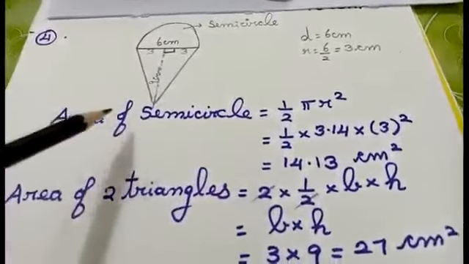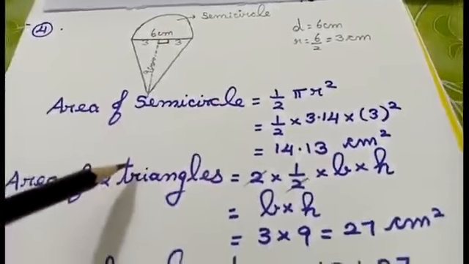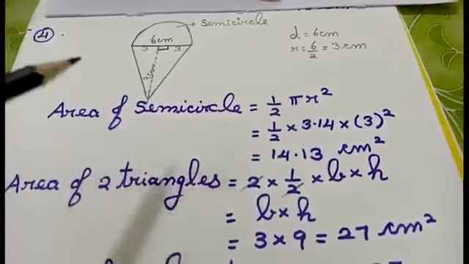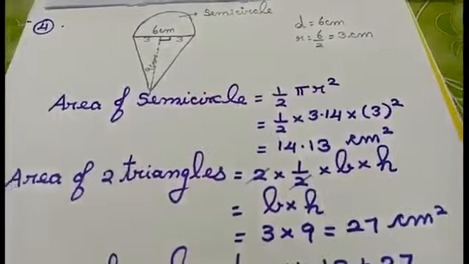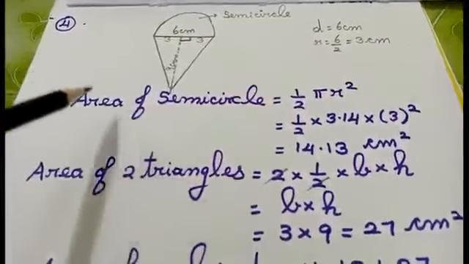First, I am going to calculate the area for each figure. Then I am going to combine the figures. When I am combining the figures, I will be adding the values. So, area of a semicircle.